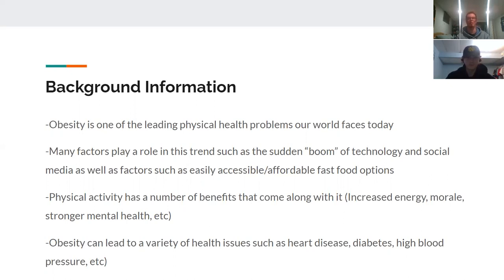The other negative effects to this is obesity can lead to a variety of health issues such as heart disease, diabetes, high blood pressure, and a lot of other scary situations. And it's also important to note that this happens to people of all ages, no matter whether you're young in your childhood or you're old in your adulthood.